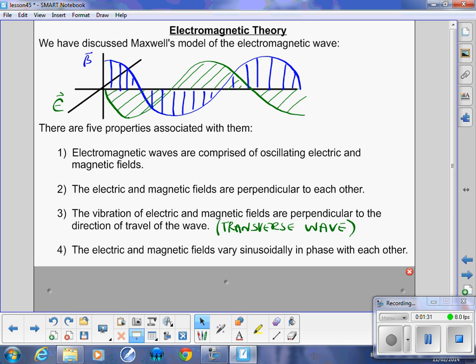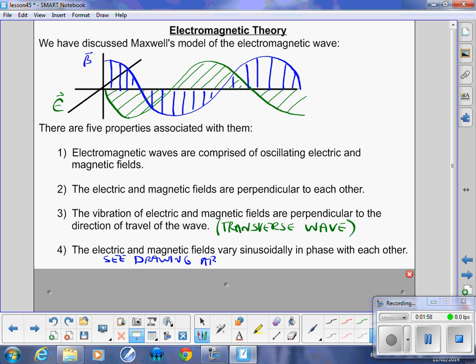4, the electric and magnetic fields vary sinusoidally in phase with each other. So that's basically just describing what we have drawn above. Okay, the two waves are in phase with each other, and they generate each other as drawn. So let's just put under there, see drawing above.